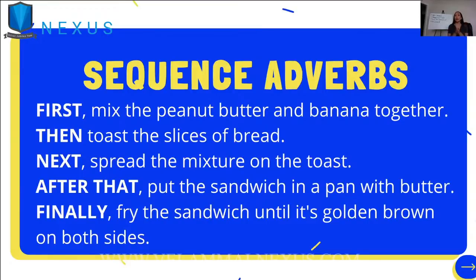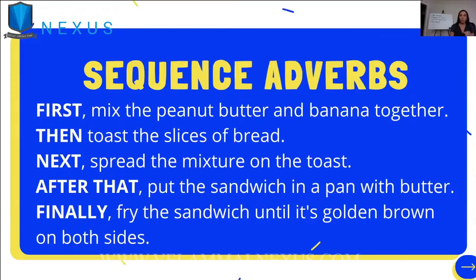After that, put the sandwich in a pan with butter. So like the frying pan, a little bit of butter, and the sandwich. You already have the 2 slices of bread with the peanut butter and banana mixture in the middle, okay? And it says, finally, fry the sandwich until it's golden brown on both sides. That means that you have to flip it. So it's golden brown on both sides. And that is a very simple recipe. That was the peanut butter and banana sandwich that Elvis Presley loved.